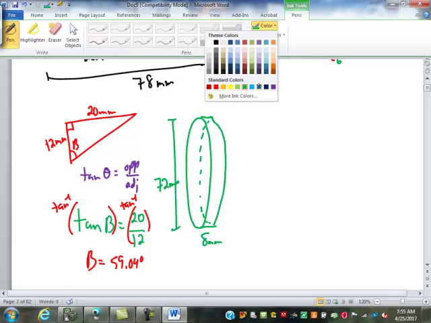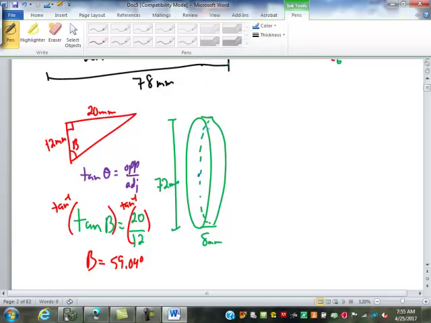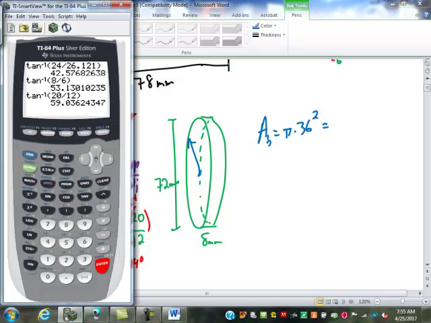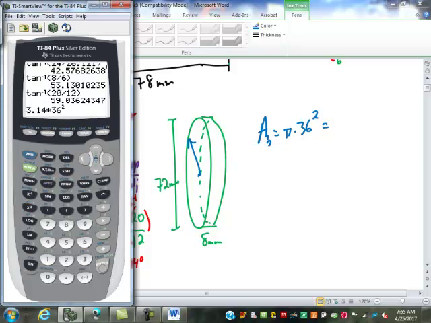To find the volume of that cylinder, we find the area of the base. The base here is that circle. So the area of the base is pi times what squared? Radius. So pi times 36 squared. (3.14 times 36 squared). 4069.44.